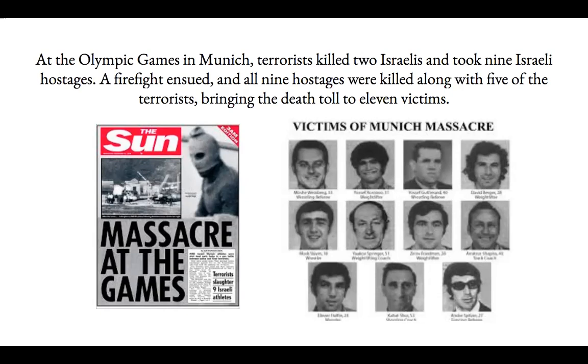The Summer Olympics that year ran from August 26th until September 11th. And this event, which took place almost just after the middle of the Olympic Games, from September 5th through September 6th, was known as the Munich Massacre, and it is a major act of violence when these terrorists slaughter, they murder these Israeli athletes.